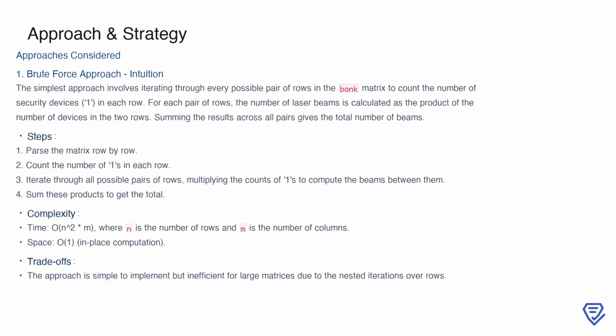However, this approach comes with a significant trade-off. While it's simple to implement, it involves nested iterations over rows, leading to a time complexity of n squared times m, where n is the number of rows and m is the number of columns. This makes it inefficient for larger matrices. On the bright side, it requires no extra space beyond the input itself, making the space complexity O(1). Still, the inefficiency in handling larger datasets makes this approach less practical for real-world scenarios.